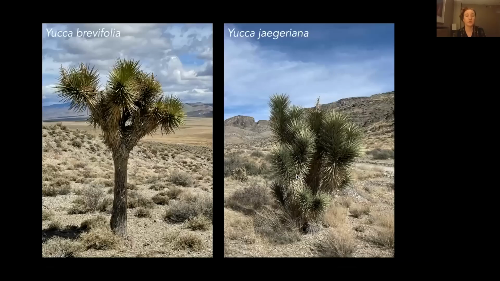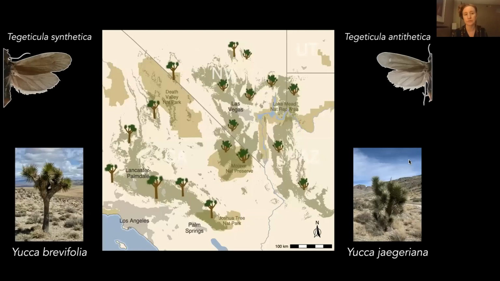There are two species of Joshua trees. There's Yucca brevifolia in the western half of the range, and then there's Yucca jaegeriana in the eastern part of the range. And you can see the western Joshua tree is a little bit more tree-like. Its branches come out of the base about 1 meter off of the ground, and the leaves are a bit longer. Whereas the eastern Joshua tree is more bush-like with multiple branches coming out near the base of the center trunk and slightly shorter leaves.